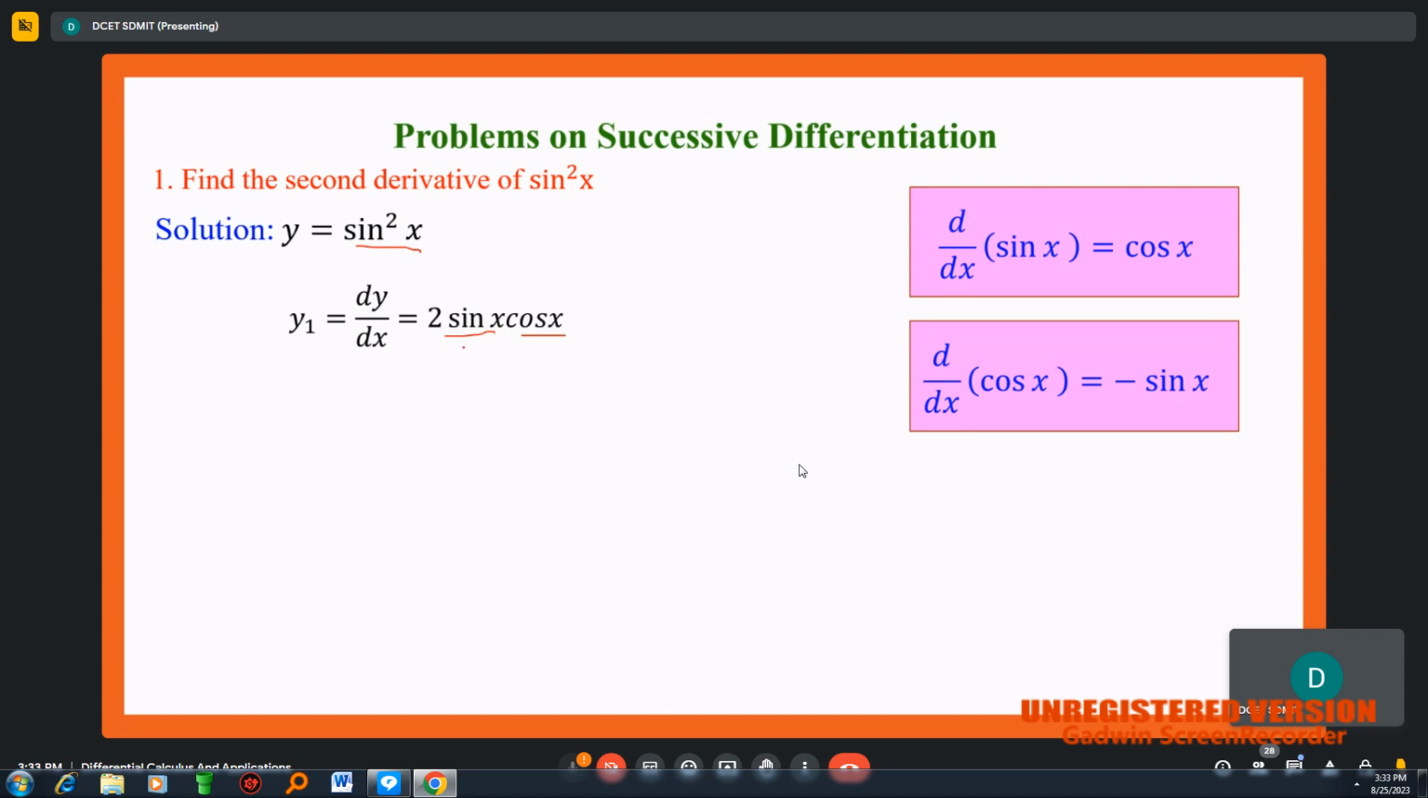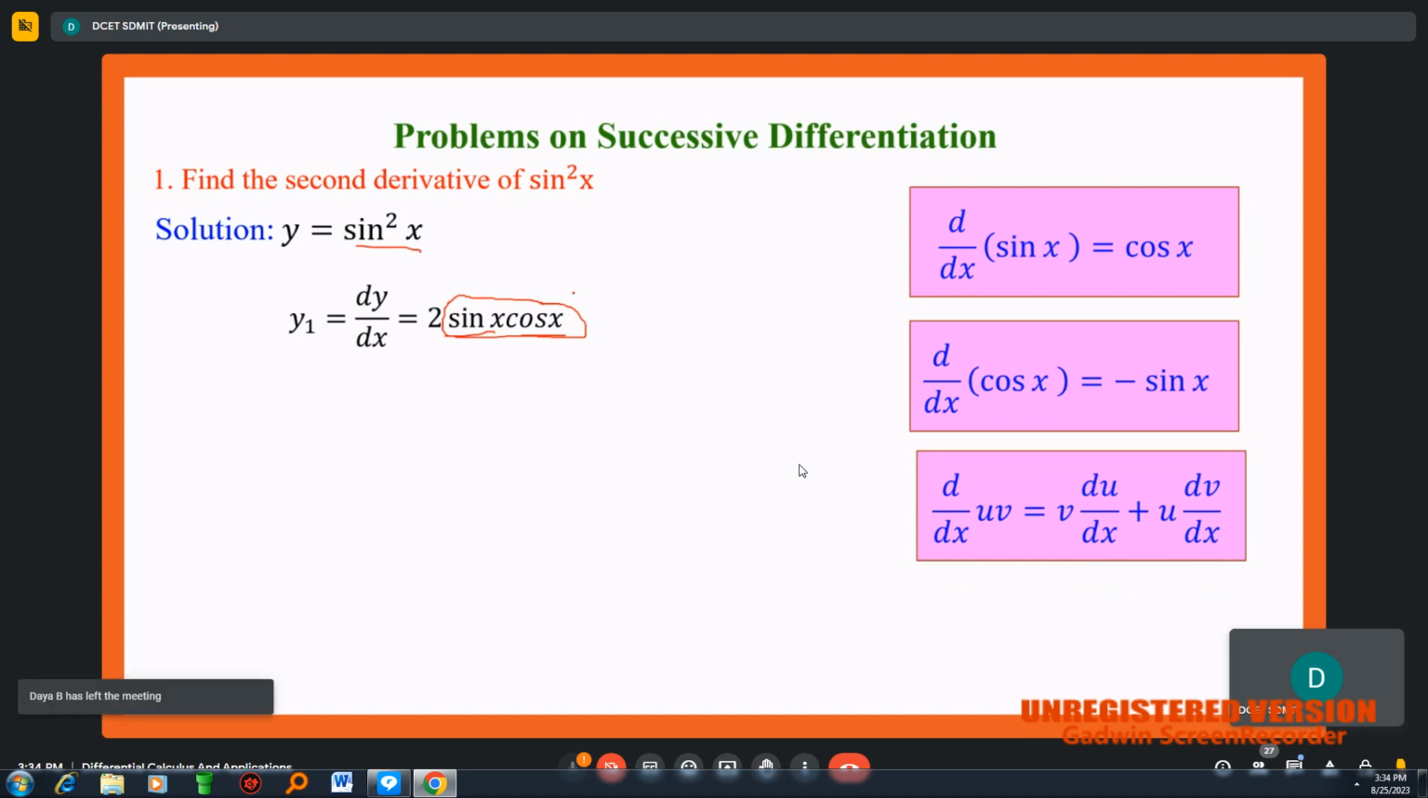Now we have to find y2. When we are finding y2, here the function is in the form of sin x into cos x. Again there is a product term, two terms are there, so we apply the UV rule. What is the UV rule? Already we discussed and solved many problems based on the UV rule, right? That means first term kept constant, differentiation of the second term, plus second term kept constant, differentiation of the first term.